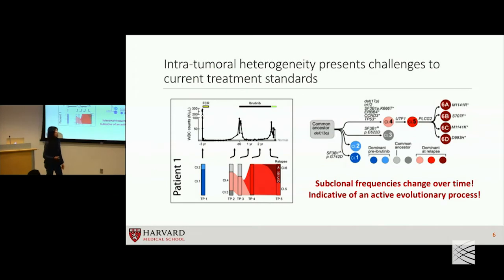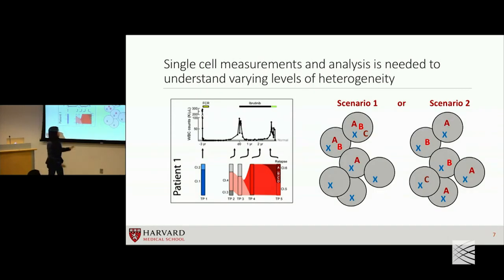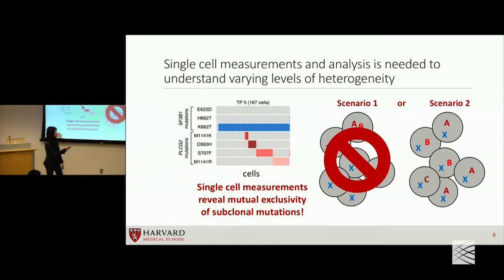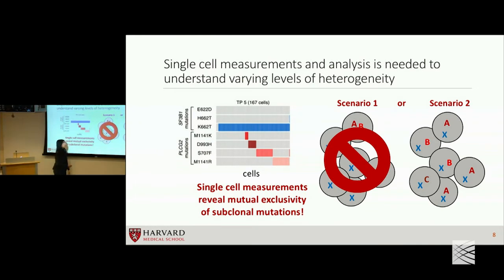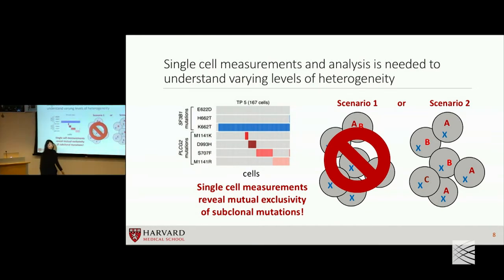But unfortunately, through bulk sequencing alone, we're not able to resolve whether these mutations affect the same cells or different cells. So for that, we have to take a single-cell sequencing approach, which is what we did. Here, each column is a single cell, each row is a different mutation. As I mentioned before, we saw a lot of these PLCG2 mutations at the final relapse time point. Through targeted single-cell sequencing, we saw that indeed all the cells had a particular SF3B1 mutation, which we knew. But when we look at these PLCG2 mutations, rather than affecting the same single cells in a branching architecture, they're actually mutually exclusive. So through single-cell sequencing, we're able to distinguish between these two scenarios.